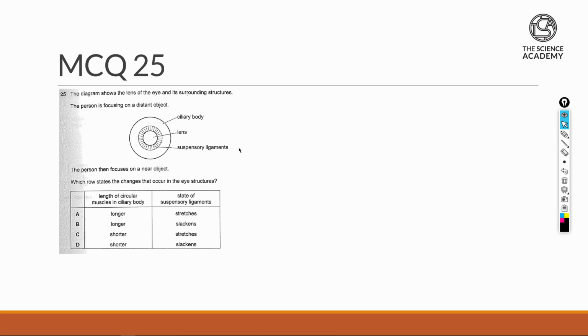MCQ 25 will shift our focus towards the structure of the eye. The eye itself has two segments, one of them being accommodation. This helps the eye to look at objects that are bright or objects that are dim and make the suitable adjustments so that we can have sufficient light intensity on the fovea of the eye.